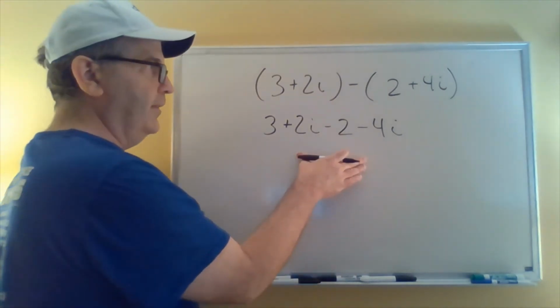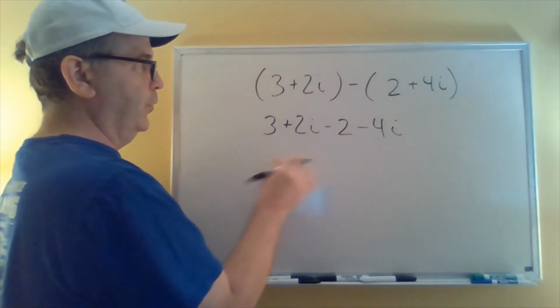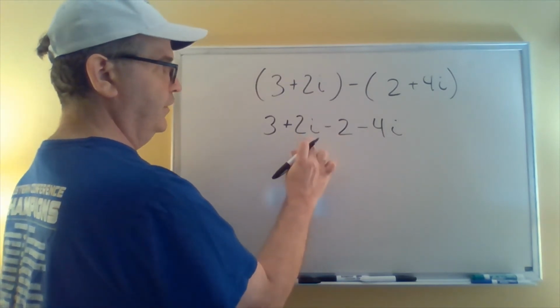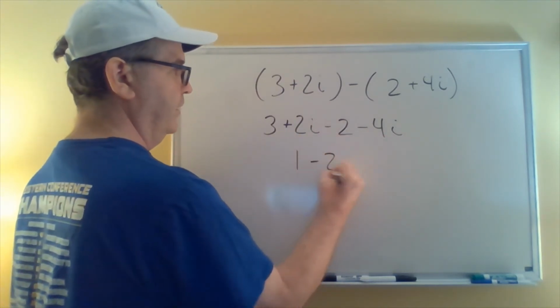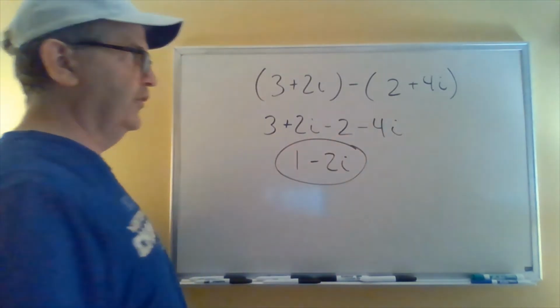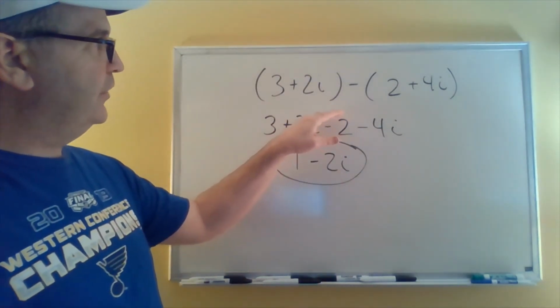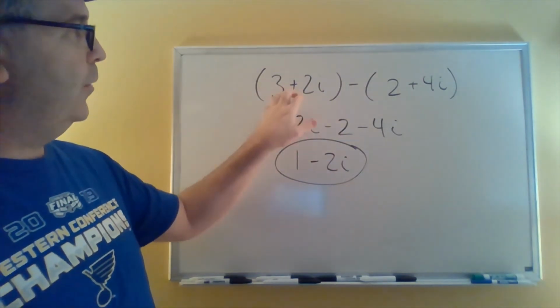And now we combine like terms, just like we did in our first example. 3 minus 2, that's just 1. And then 2i minus 4i, negative 2i. And there's our answer. So the big thing to remember when we're adding or subtracting imaginary numbers, complex numbers.